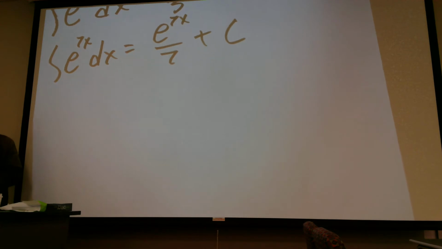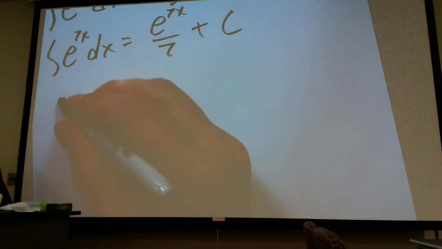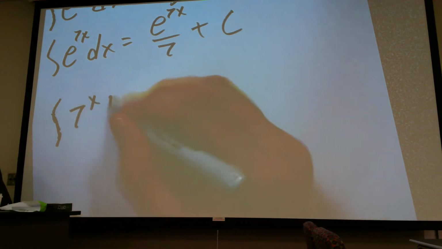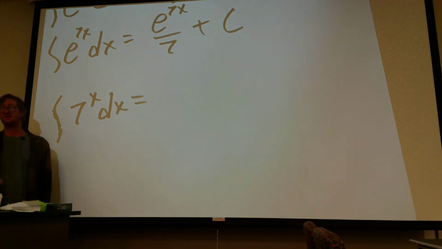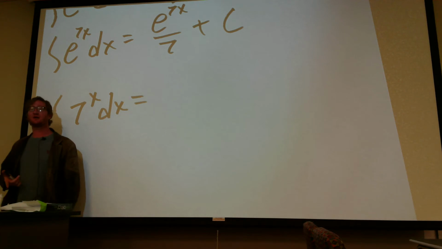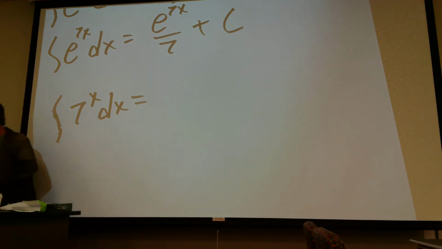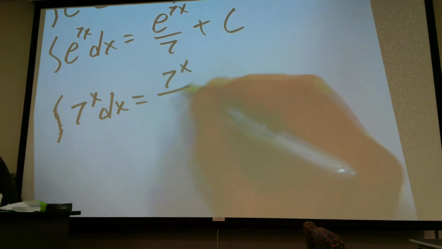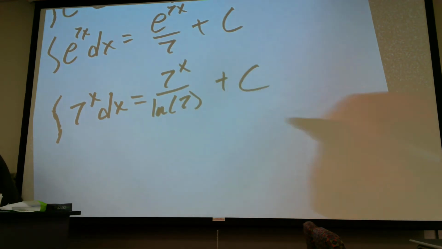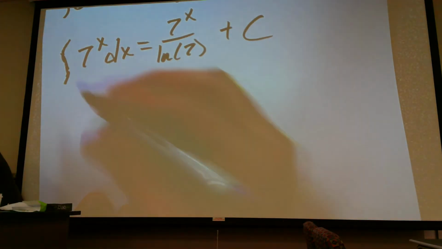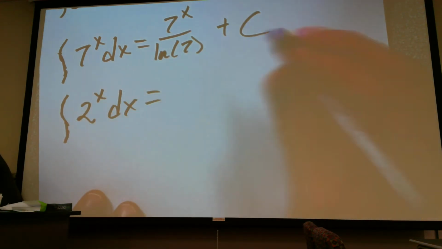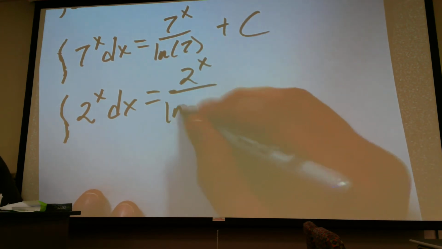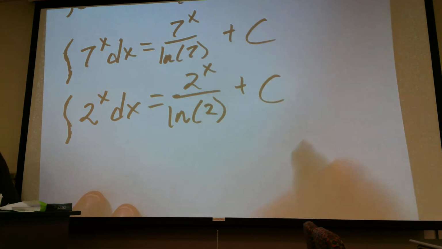But not always just the chain rule. Okay? Let's say we did the integral of 7 to the x with respect to x. Now, when we differentiate 7 to the x, it becomes 7 to the x multiplied by the natural log of 7. Well, to compensate for being multiplied by the natural log of 7, we're going to divide by the natural log of 7. That's 7 to the x divided by the natural log of 7 plus a constant. And so, if we had the integral of, doesn't matter, 2 to the x with respect to x, this would be 2 to the x divided by the natural log of 2 plus a constant.